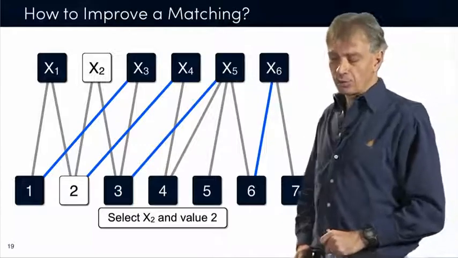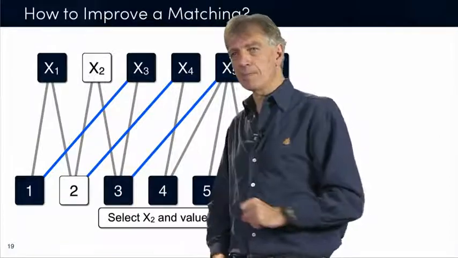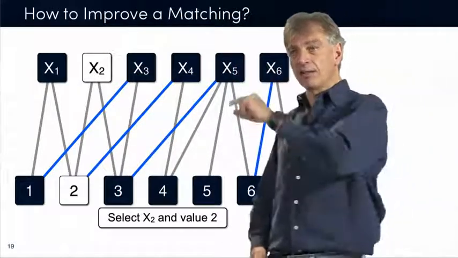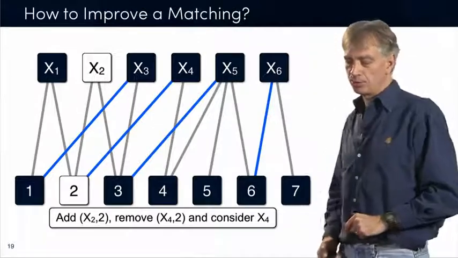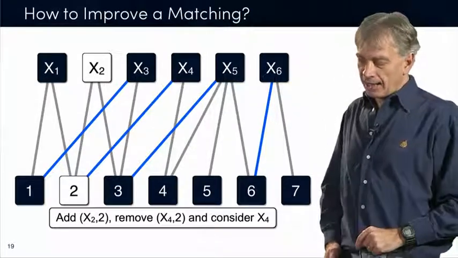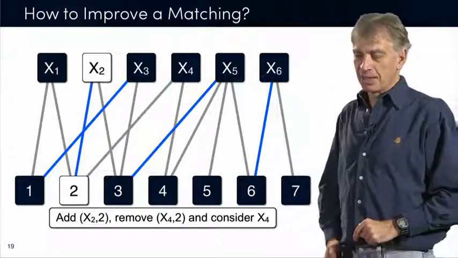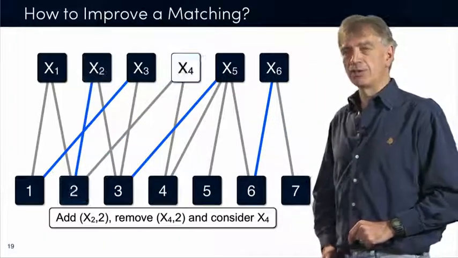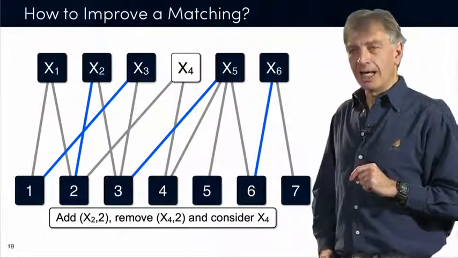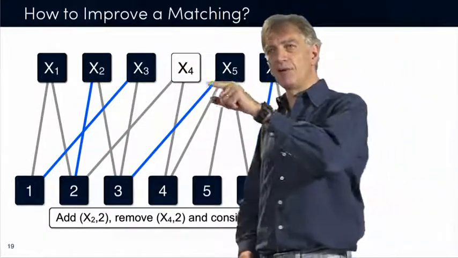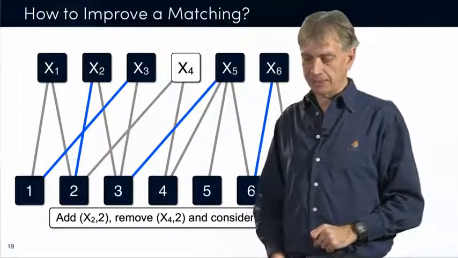Therefore, what I have to do is essentially remove the edge between x4 and 2, and start again with the variable x4. So I remove x4 to 2, and then I consider variable x4 at this point. And so I start again. You see the variable x4 now is free, and I look if I can find a value for that particular variable, such that I can improve the matching.